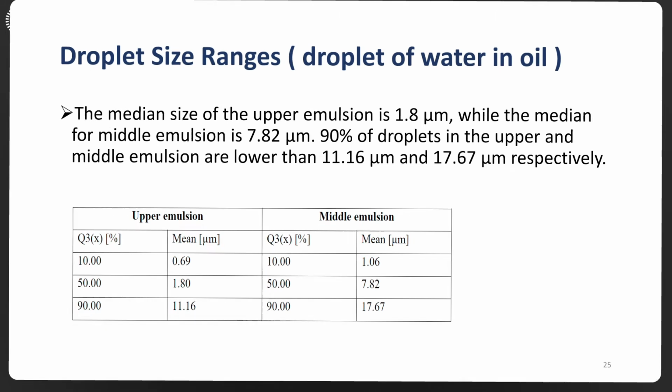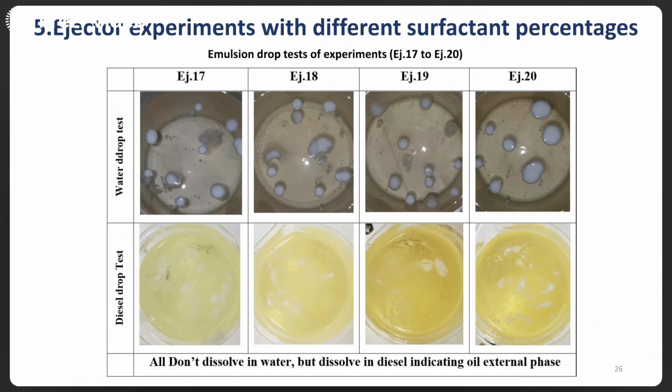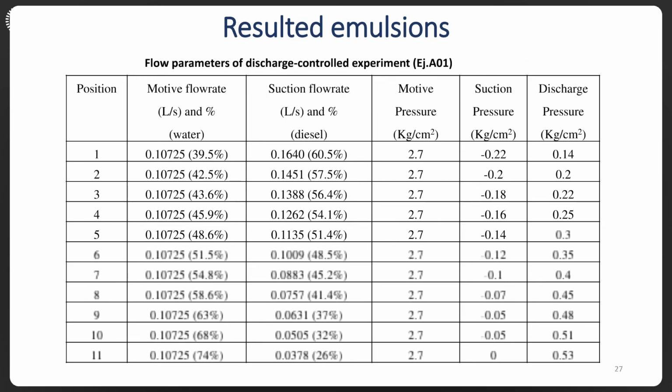In this slide you can see the water droplet test and the diesel droplet test for different surfactant percentages, where the emulsion doesn't dissolve in the water and dissolves in the diesel, giving the indication that the external phase is diesel, but with different ratios of separation. This table shows that we were able to generate any percentage we required for the dispersed phase in the external phase, up to 70% of water and 30% of oil, the percentage all under our control.